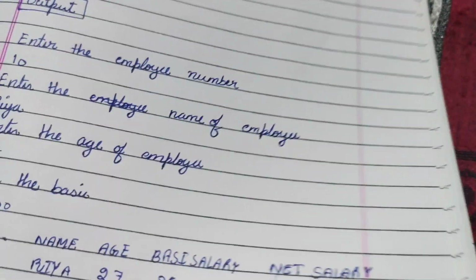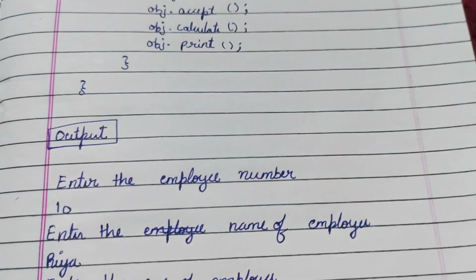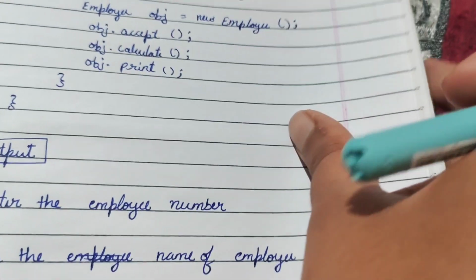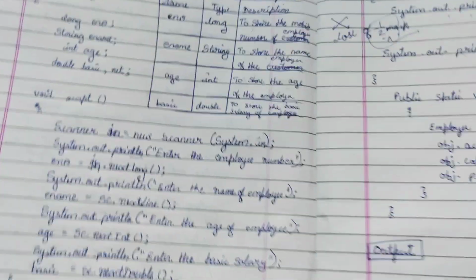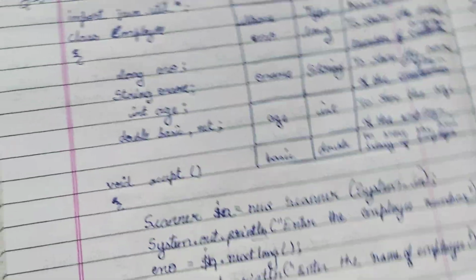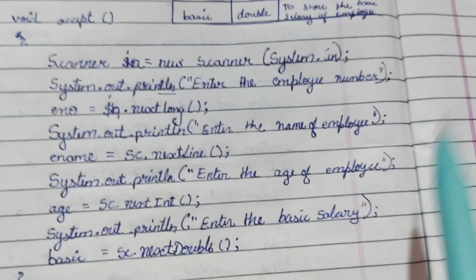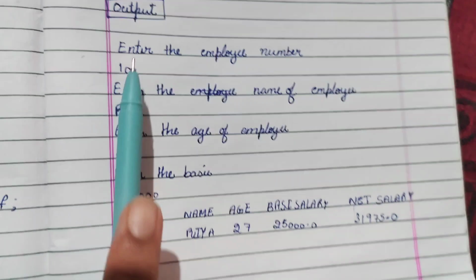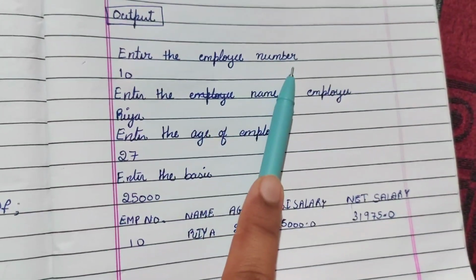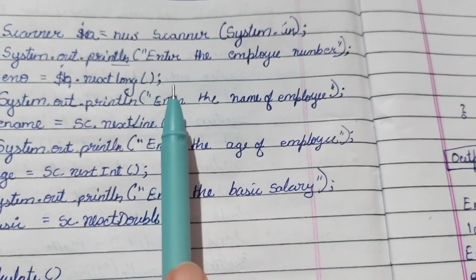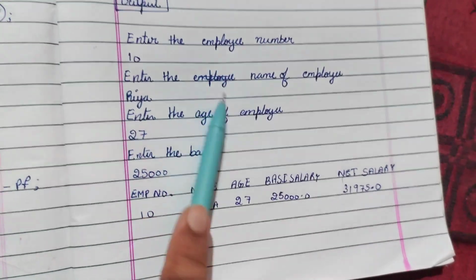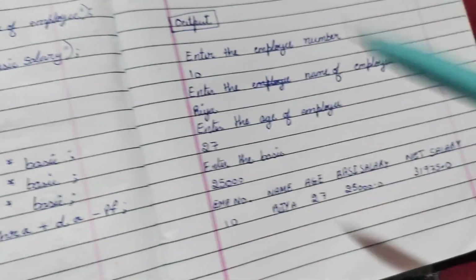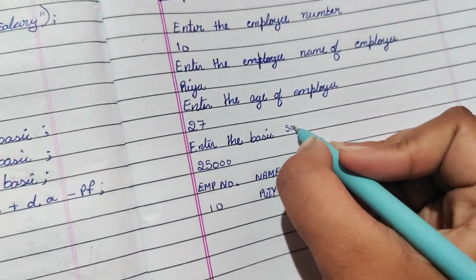So, enter the employee number. Just a minute, let me show you why this output came. This would be very helpful. Here I have mentioned enter the employee number. So here also enter the employee number, and then enter the name of the employee. Next, enter the age of the employee, and then the basic salary.